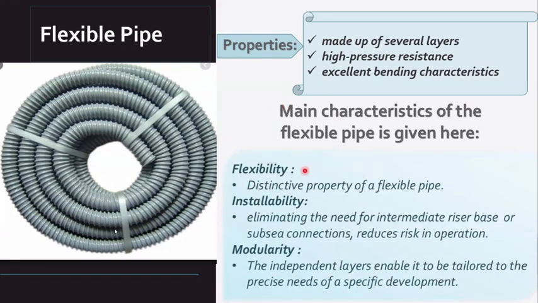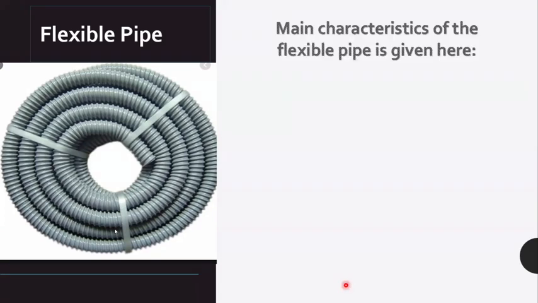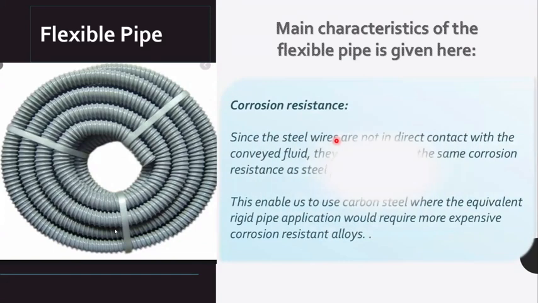Flexibility is the distinctive property of a flexible pipe. Stability: it eliminates the need for an intermediate riser base and subsea connection and reduces risks of operation. Then modularity: independent layers enable it to be tailored to the precise needs of a specific field development. Next characteristic is corrosion resistance.